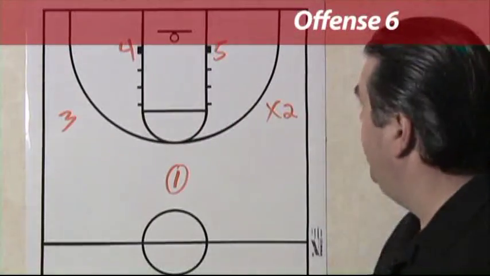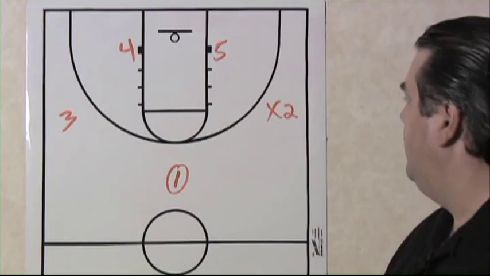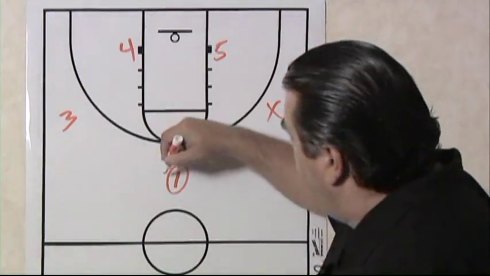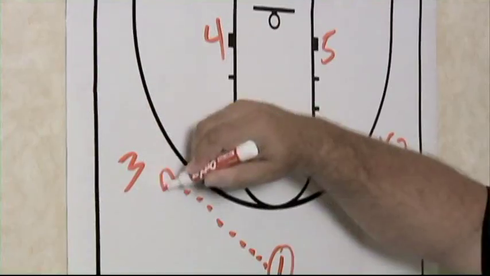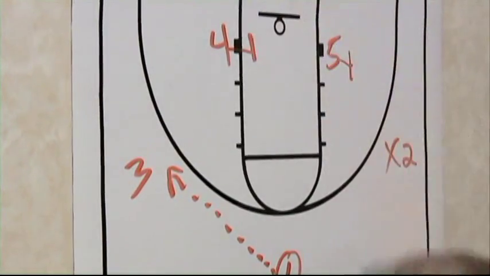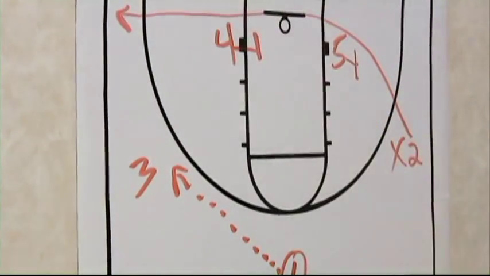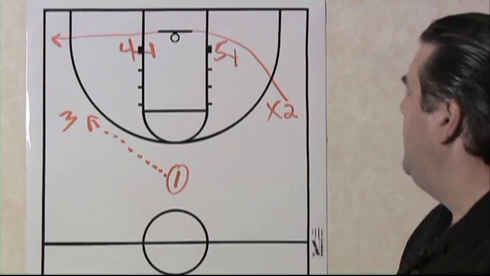Our next continuity offense starts out in a 3-out, 2-in alignment. The wing player being denied here, number 2. We're going to want to make a pass to the open wing player, number 3 on the left side. 5 and 4 are going to set a double staggered screen for number 2 along the baseline, trying to get him open in the corner for a shot.